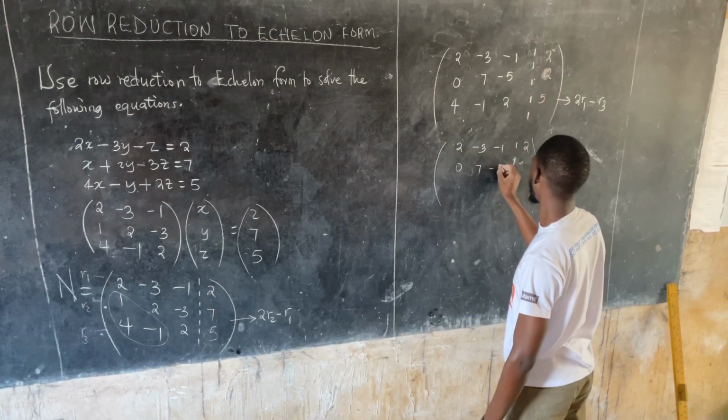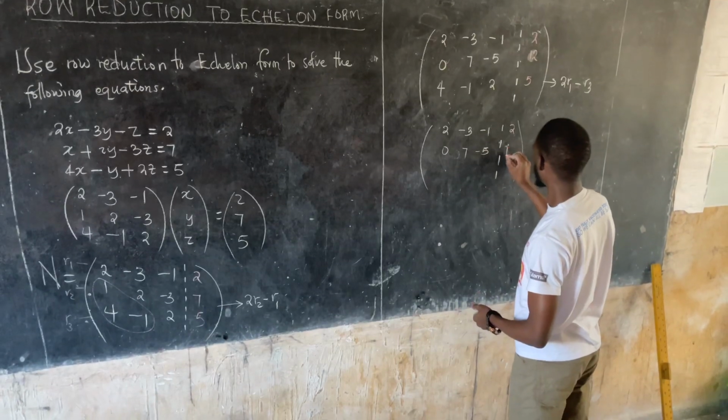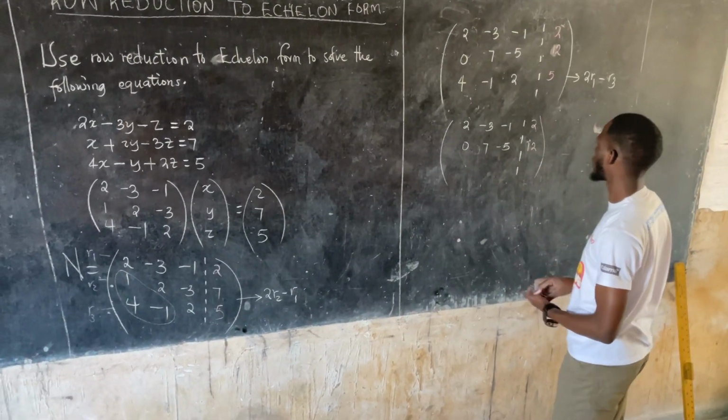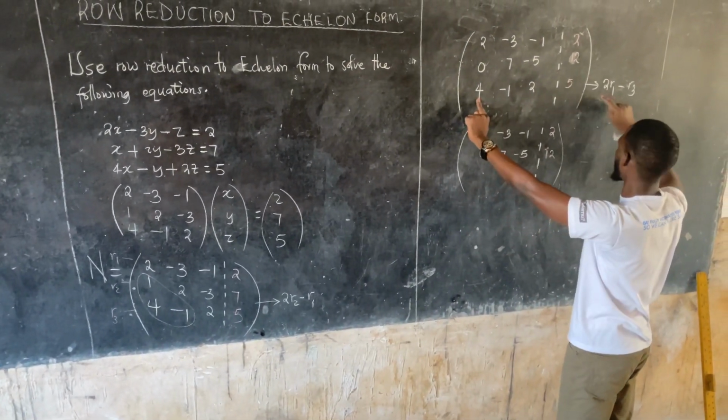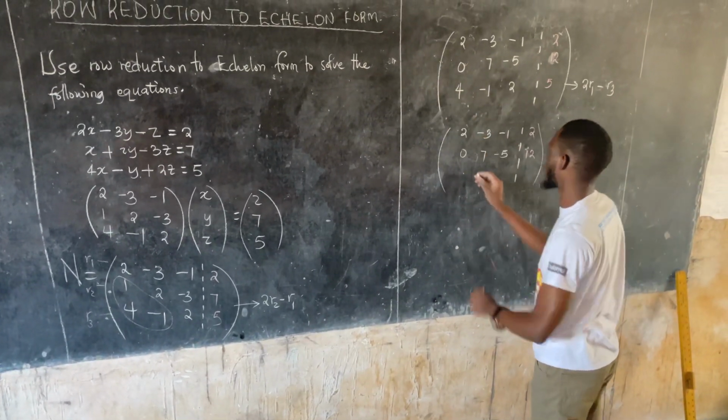This is -5, and this is what? We got this as a 12. Now, when you get here, we are saying 2 times R1, which is a 4. Then this is a 0.